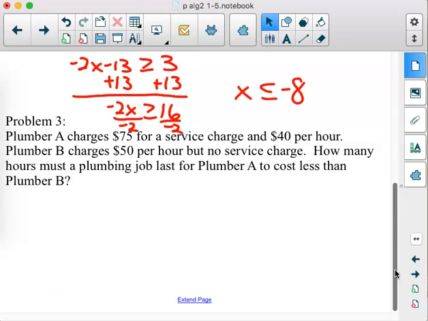You've got a plumber. And you've got plumber A, and they charge $75 just for coming there. And then they get $40 per hour. Plumber B charges $50 per hour, but doesn't charge you that service fee. How many hours must a plumbing job last for plumber A to cost less than plumber B? Well, let's start at the end. Remember how I told you if people have trouble with word problems, go to the totals? Right here it says plumber A needs to cost less than plumber B. So that's how I'm going to start, just by setting that up. Now I'll go back and figure out how much do I have to pay plumber A. So what's something I pay plumber A?